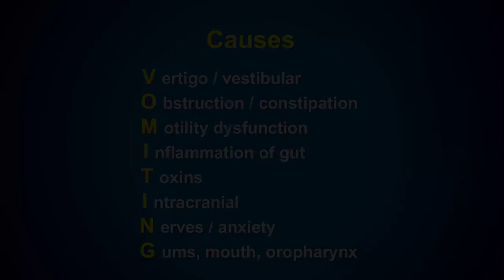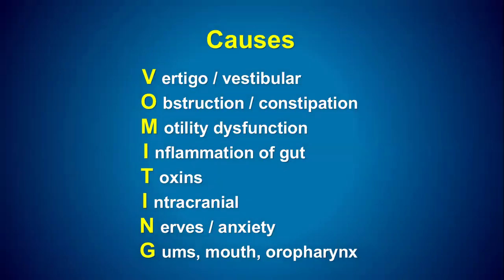Next slide, please. Another simple way of remembering is the vomiting mnemonic. It is basically vertigo or vestibular cause, obstruction or constipation, motility dysfunction, again with the inflammation, toxins, which include the medications, intracranial lesions or intracranial causes, nerves and anxiety, or any oral disorders. Next slide, please.